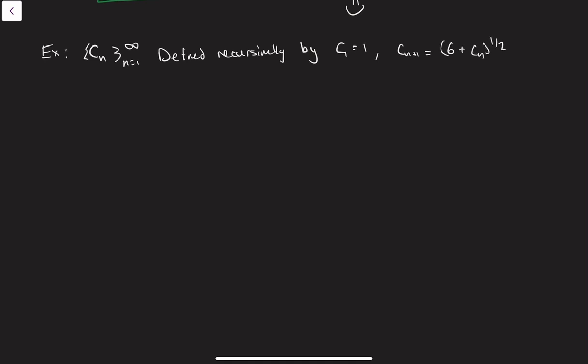So consider this sequence, C of n, as n equals 1 goes to infinity, defined recursively by C1 is equal to 1, C(n+1) is equal to (6 plus Cn) raised to 1/2. So for part A, show that it is monotonically increasing.